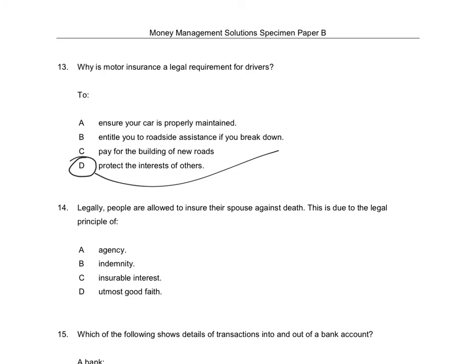Right, legally, people are allowed to insure their spouse against death. Now, spouse is another word for partner, so your wife or your husband. This is due to the legal principle of, now I put the wrong answer, so listen to this. The answer is C. It's insurable interest. It's because I've got an interest in them being alive. For example, with my wife being alive, I've got an interest in that because she's able to look after my little boy, and also she's able to pay towards our house. So therefore, I'm able to insure against her death.